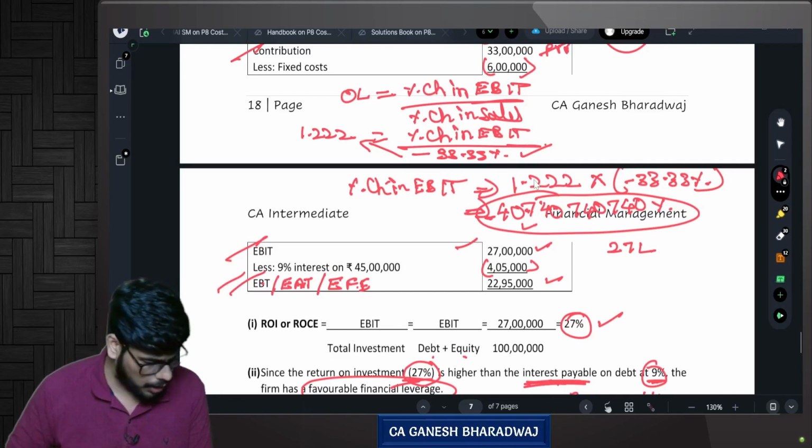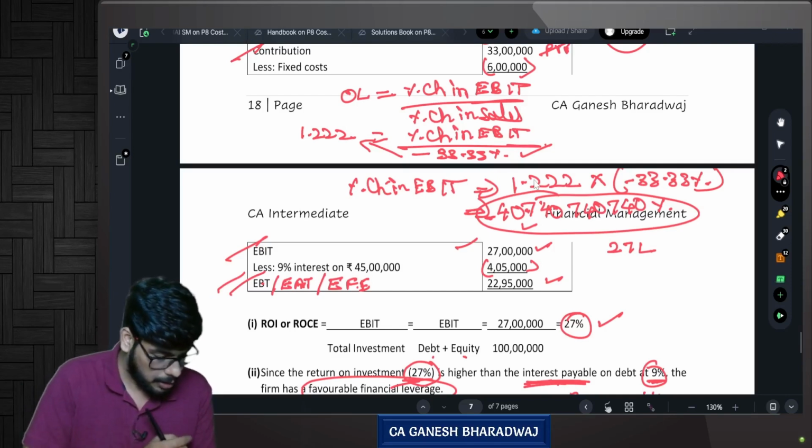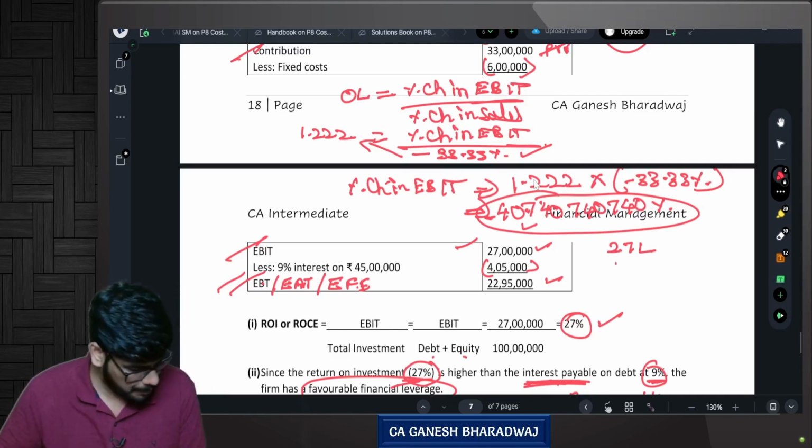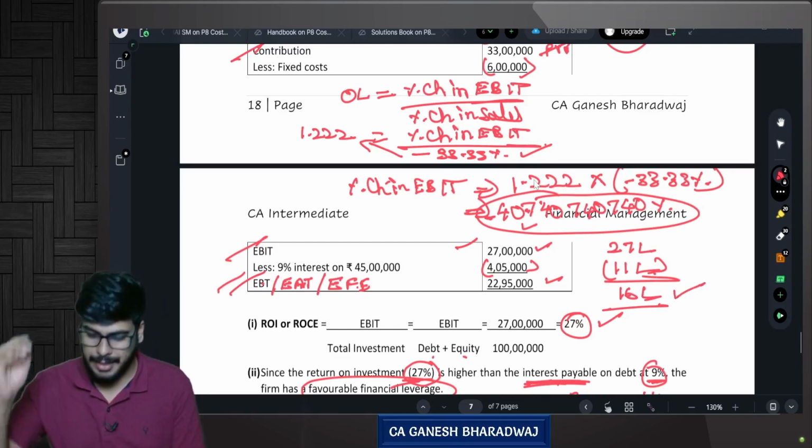So how much is that going to be? That's going to be what? One second. Yes, so that's going to be 11 lakhs exactly. So how much do you get? The balance is going to be 16 lakhs. So the revised EBIT is going to be 16 lakhs.